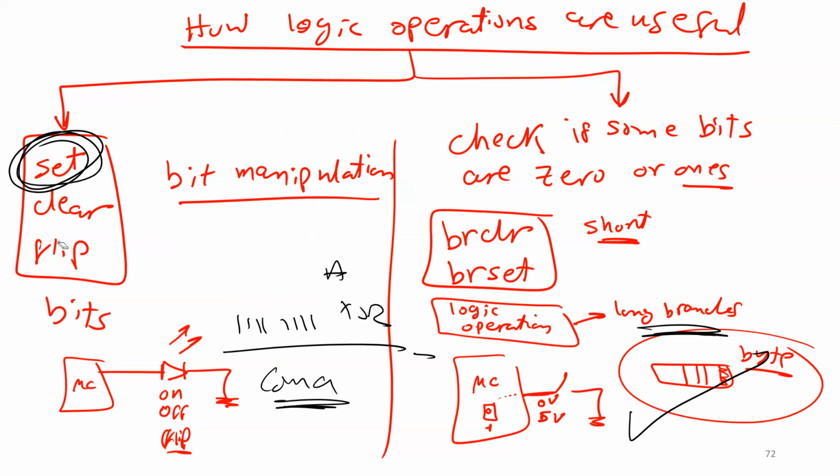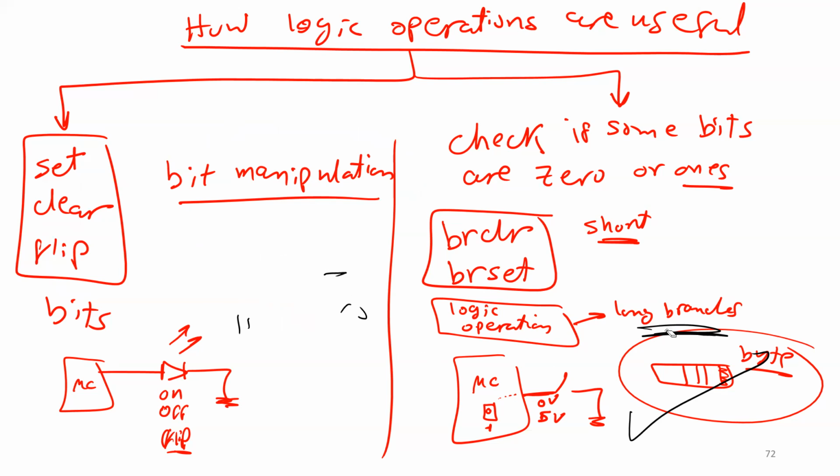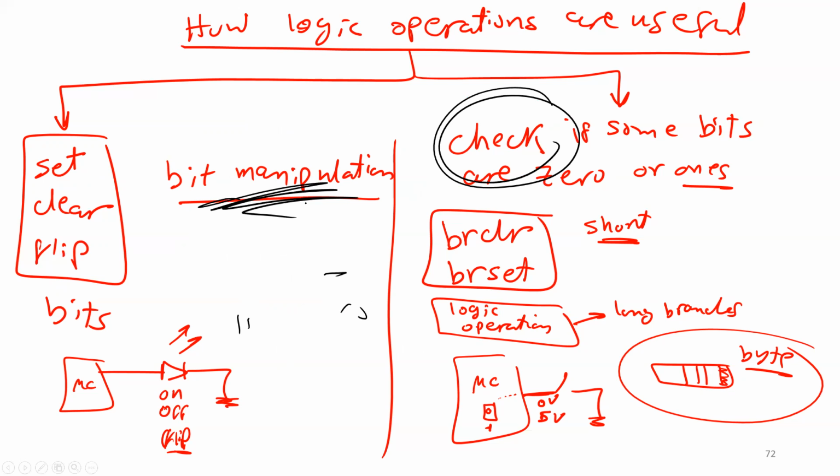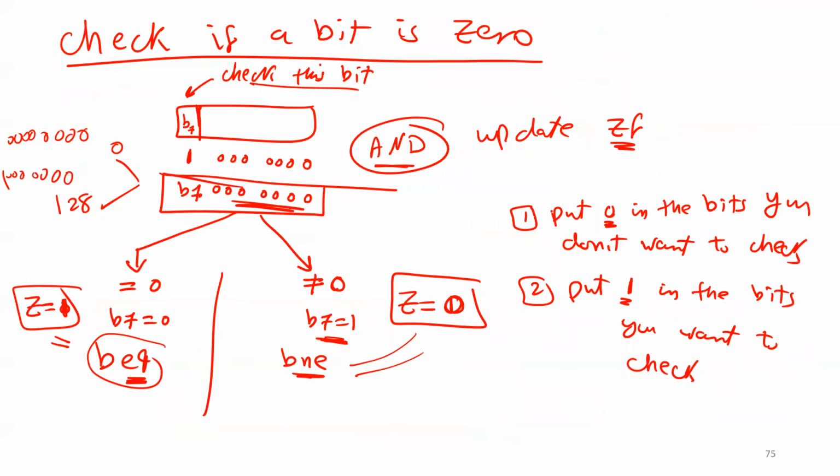Now I want to move to the other topic here. How are we going to use the logic operation in order to check? Here I want to check some bits, not bit manipulation. I don't want to change bits. I just want to check if this bit is 0 or 1, right? Before, I already used branch if set and branch if clear. So I already explained this one before.